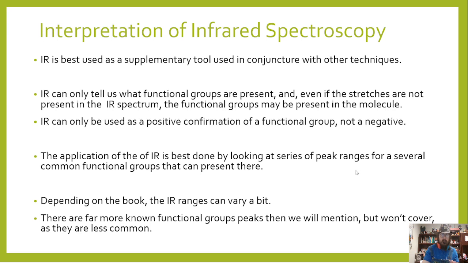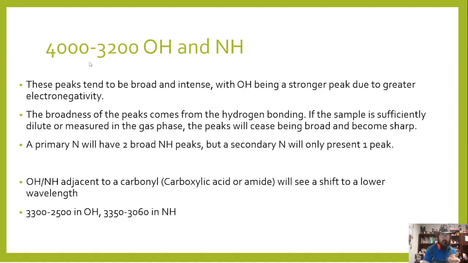So we're going to look at it through a series of peak ranges for several common functional groups that can be present. Now, depending on your source, these IR ranges can vary a bit. There are far more known functional group peaks than we will bother to mention, but we won't cover them as they are not always going to be there. So, first range is 4,000 to 3,200, which is our OH and NH range.